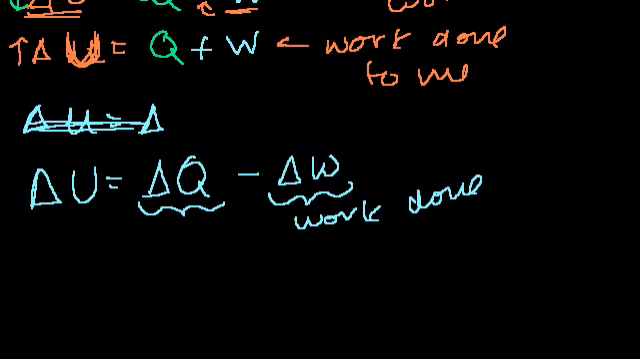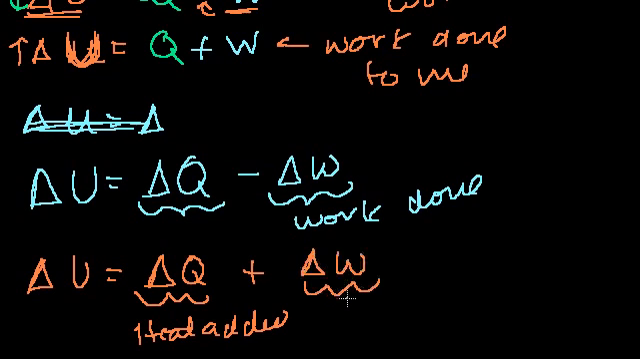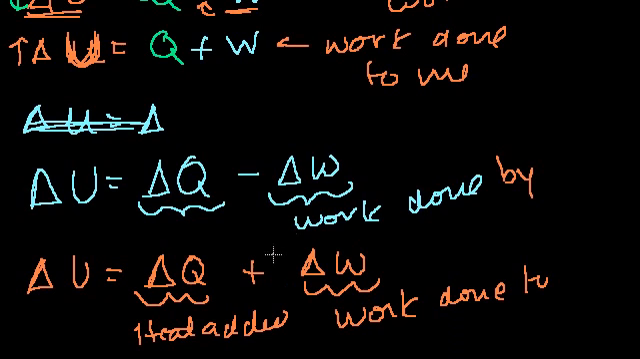Or you might see it written like this. Change in internal energy is equal to heat added. Even this kind of reads to me as change in heat, so I'll just call this the heat added, plus the work done onto the system. So this is work done to. This is work done by the system. Either way, you shouldn't even memorize this.